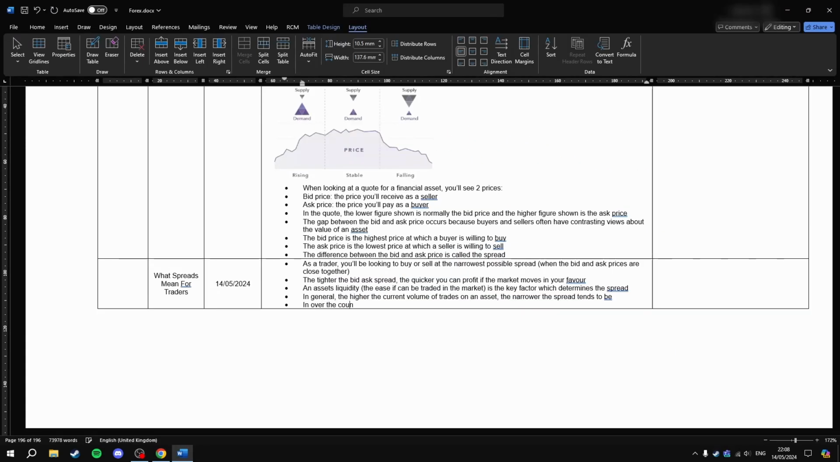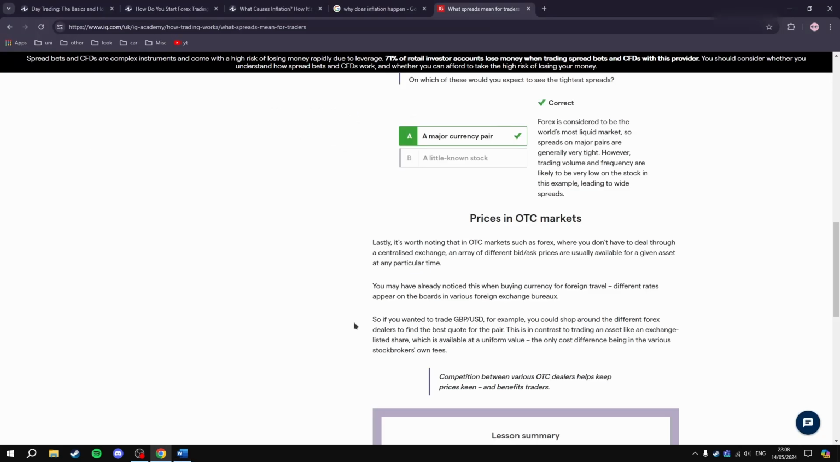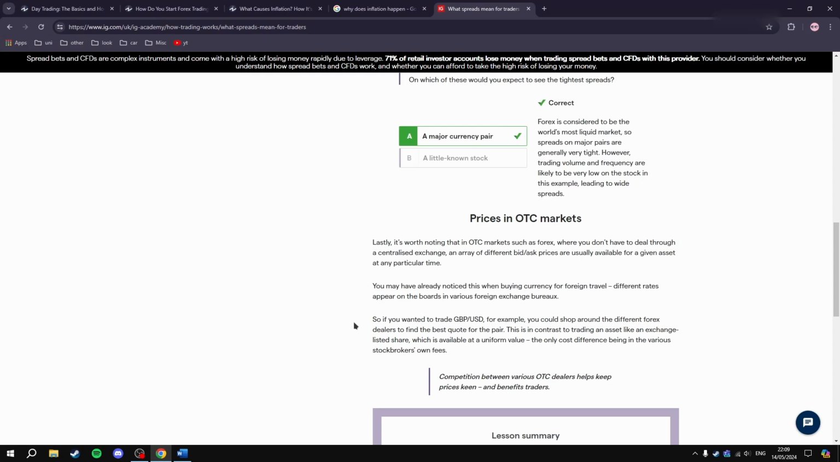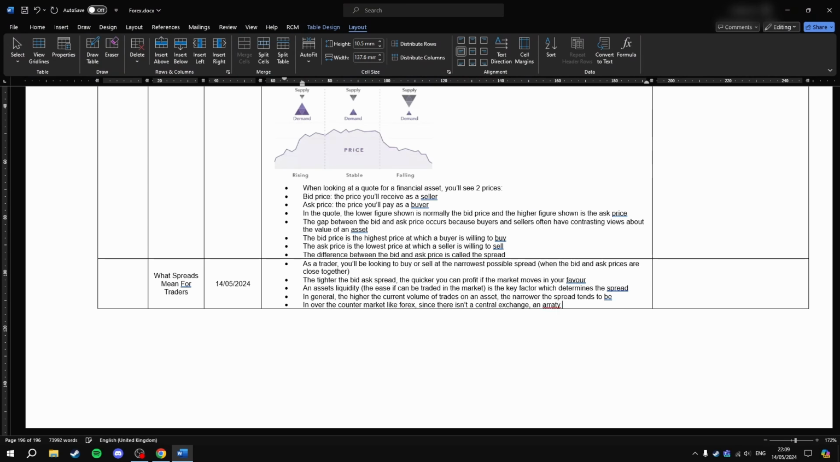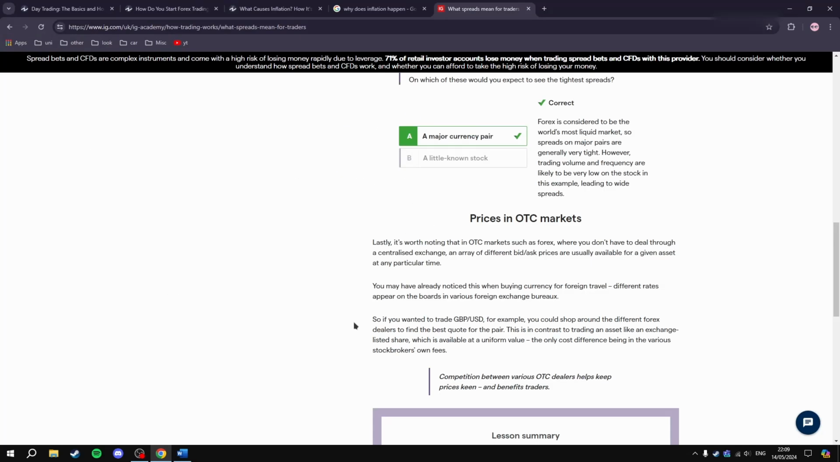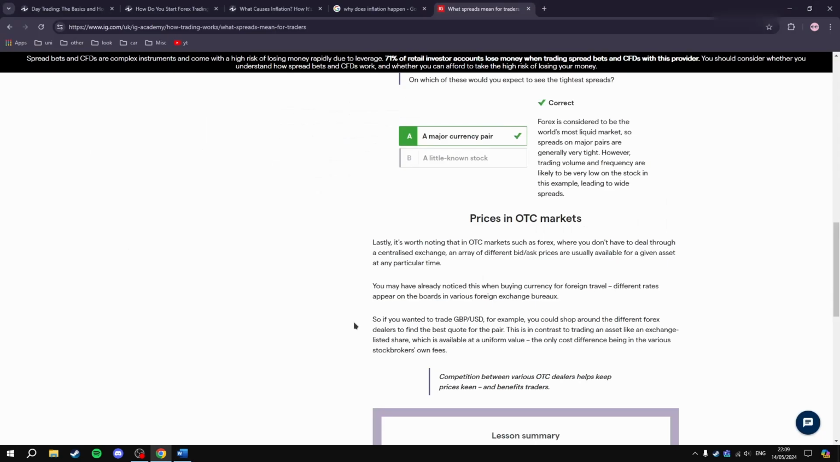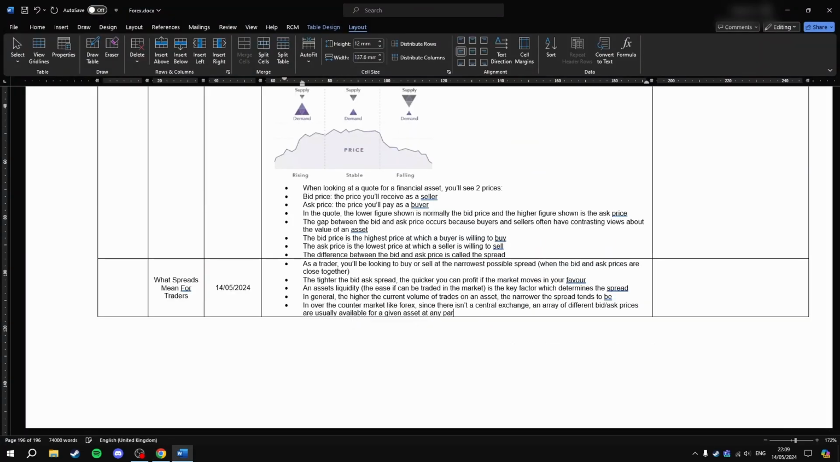In over-the-counter markets like Forex, since there isn't a central exchange, an array of different bid-ask prices are usually available for a given asset at any particular time.